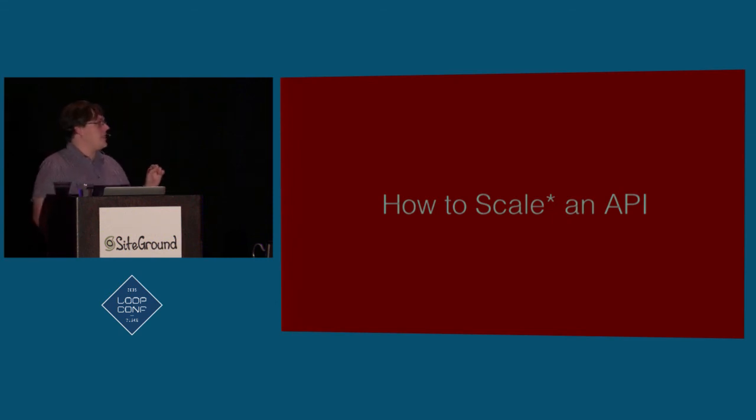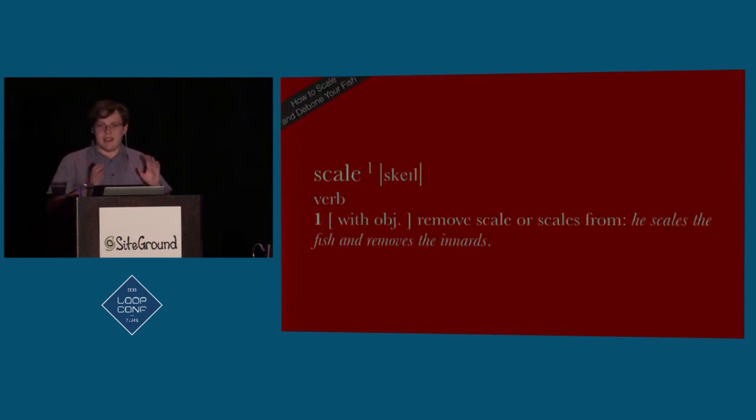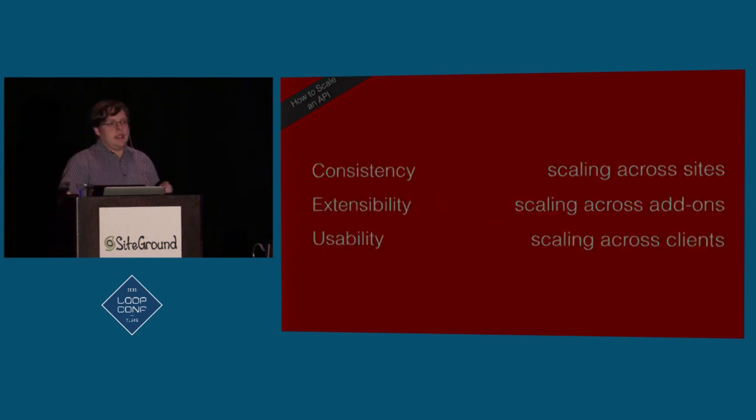So I need to clarify for a second what scale actually means in this context. Obviously, I'm not talking about this sort of scaling. This is not really relevant to anything that we're doing here, so let's not talk about that. But also, I'm not talking about performance scaling. So if you want to hear about performance, go speak to Zach Tolman. I'm sure he would love to take your questions. But this is not about how to handle performance with the REST API. What we are talking about is scaling across sites, across add-ons, which is plugins and themes, and scaling across clients.